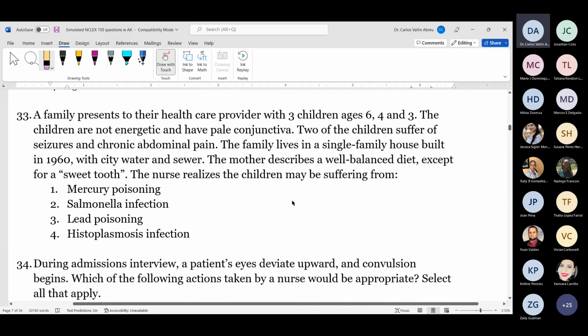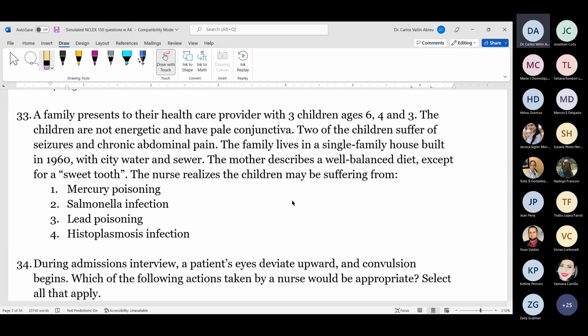A family presents to their healthcare provider with 3 children aged 4, 6, and 3. The children are not energetic and have pale conjunctiva, like anemia. Two of the children suffer from seizures and chronic abdominal pain. The family lives in a single-family house built in 1960 with city water and sewer. The mother described a well-balanced diet except for a sweet tooth. The nurse realizes that the children may be suffering from mercury poisoning, salmonella infection, lead poisoning, or histoplasmosis infection.